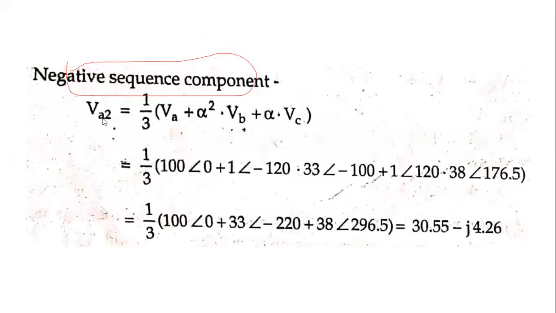Similarly, in the negative sequence, VA2, the negative sequence voltage at A phase, this is the alpha square and this is the alpha. Therefore VA2 is equal to 1 by 3 VA plus alpha square VB plus alpha VC. These are the formulas for symmetrical component analysis using the positive sequence, negative sequence and zero sequences. Remember those formulas for calculating the voltages at each phase.